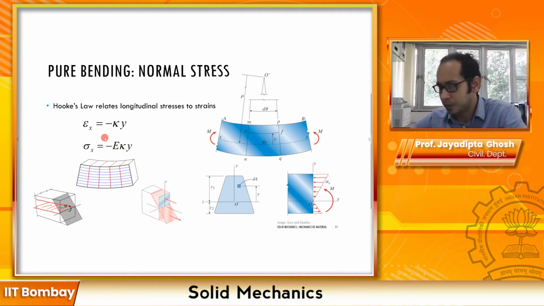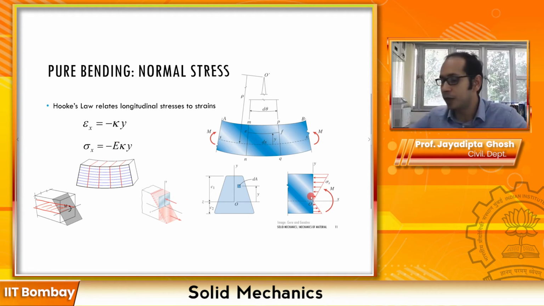So don't be bogged down by the sign. The sign is just to indicate whether this is compressive or tensile. This is the general formula. Places which are above the neutral axis have a negative stress, indicating compression. Below the neutral axis, your y is negative, and if you put it back over here, you will get your sigma as positive, which is indicative of tension over here.